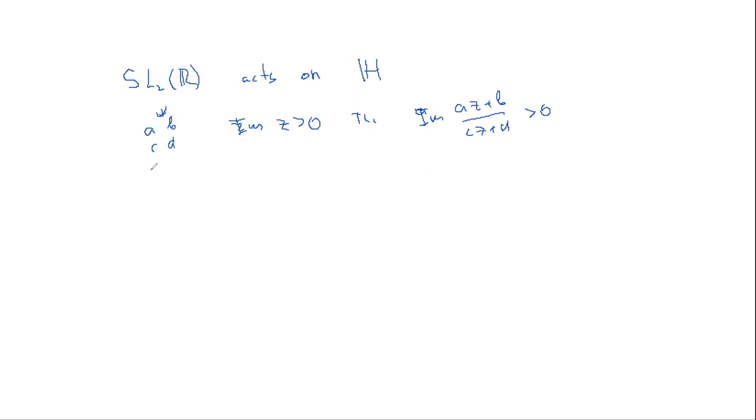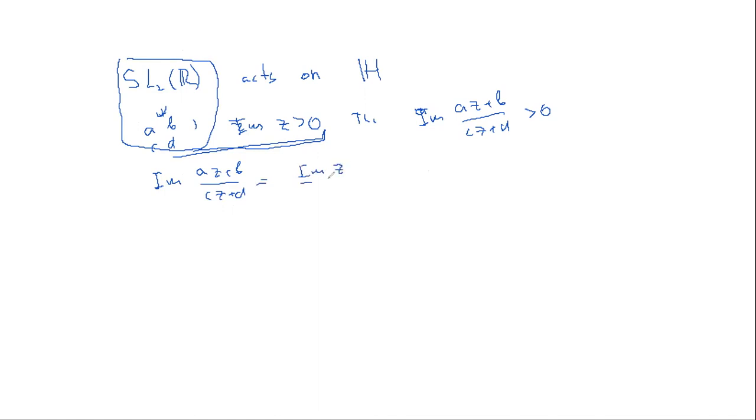For this, I shall show you. For real matrices, the imaginary part of (AZ plus B) over (CZ plus D) is equal to the imaginary part of Z divided by the absolute value of CZ plus D, squared. Do you know how to prove this? The answer is very simple. Just calculate. If you want, I can demonstrate it to you.